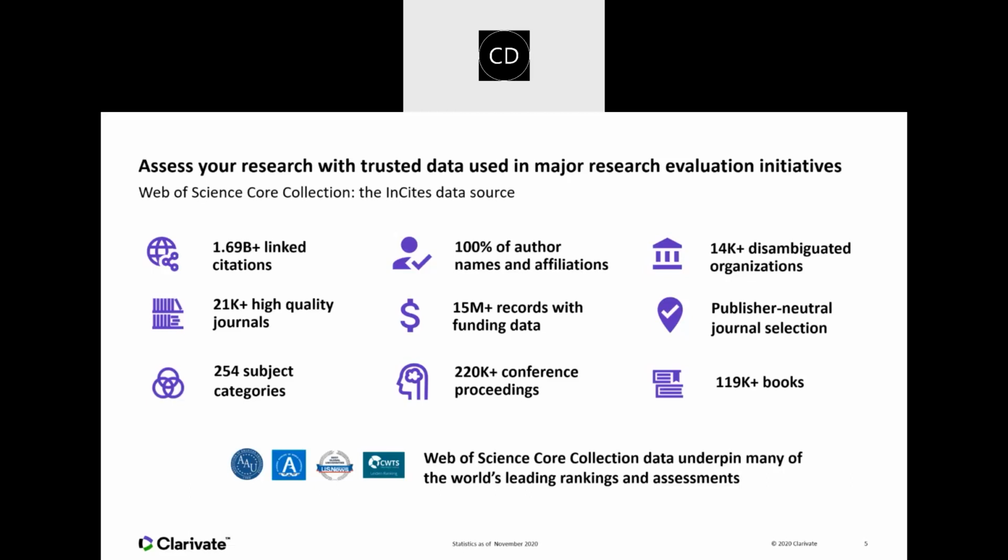So journals from Science Citation Index Expanded, Social Science Citation Index, Emerging Sources Citation Index, Arts and Humanities Citation Index, and also the conference proceedings and the books citation indexes. So all this data has been imported into InCites so that you can do further deeper analysis about the research output.